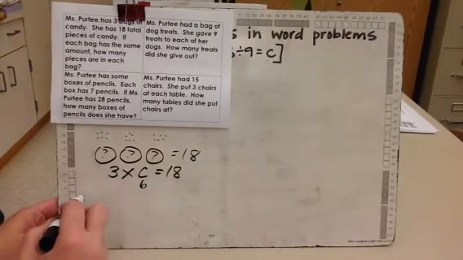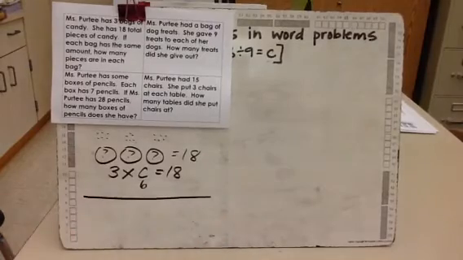Okay? Now let me try another problem about my pencils. Miss Perty has some boxes of pencils. Each box has 7 pencils. If Miss Perty has 28 pencils, how many boxes of pencils does she have? So here, I'm trying to figure out how many groups I have, how many boxes I have, but I don't know how many are in each of them. Or no, I do know that there are 7 in each. I'm trying to figure out how many of those groups of 7 I have.